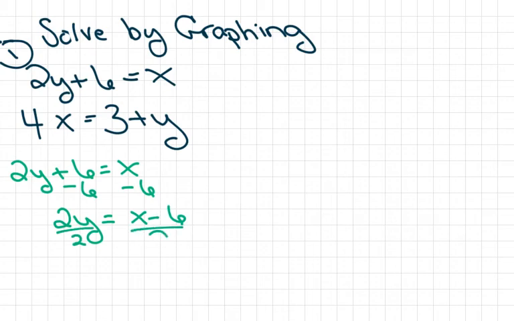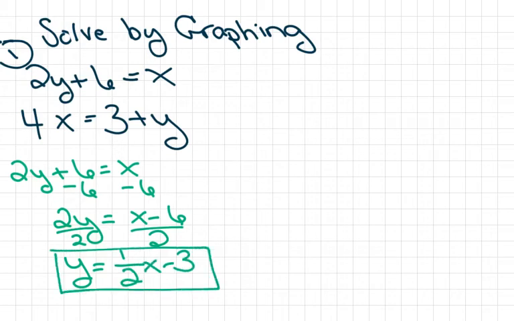Divide both sides by 2. And it looks like I have y is equal to, when I simplify that fraction, a half x minus 3. So there's the first equation I'm going to graph. And on that second equation, it's actually even easier. You're just going to minus the 3 minus the 3. So that guy is y equals 4x minus 3.